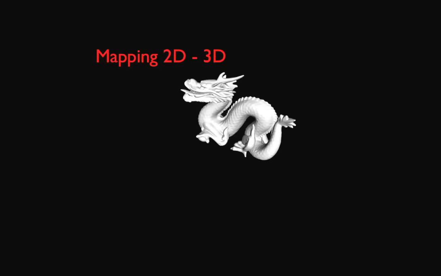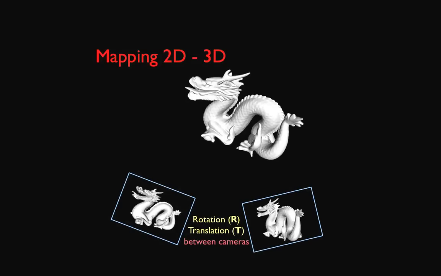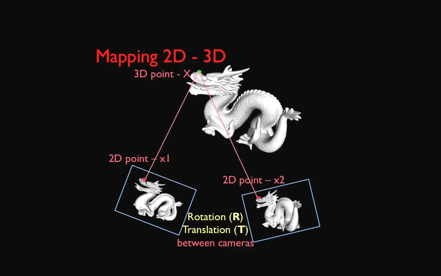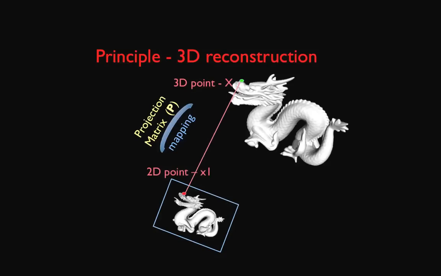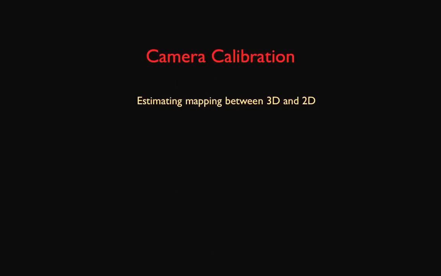The first and foremost thing that we need to understand is the mapping between 2D and 3D. Given a 3D object, let us consider images taken by two cameras rotated and translated relatively with respect to each other. For every 3D point, there is a corresponding 2D point x1 in image 1 and x2 in image 2. The mapping between 3D point and the 2D point is represented by a projection matrix P. If we had known the projection matrix P, then for given 2D points, we are able to estimate the 3D points. This is the basic principle of 3D reconstruction.